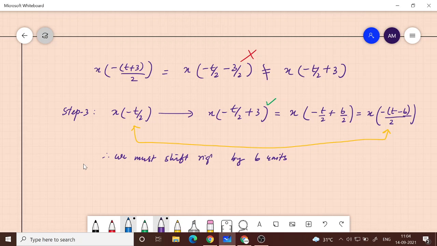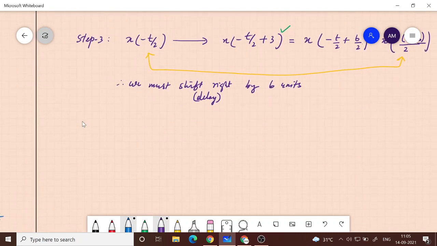Shift right means, or you can say delay, the signal by 6 units. If you do that, then wherever there is T in the LHS, T is replaced with T minus 6, that is shifting right by 6 units. And then if you solve it algebraically, you can see that this is what you want. So you need to be careful about this. This is a very common mistake, which is why I wanted to point it out.